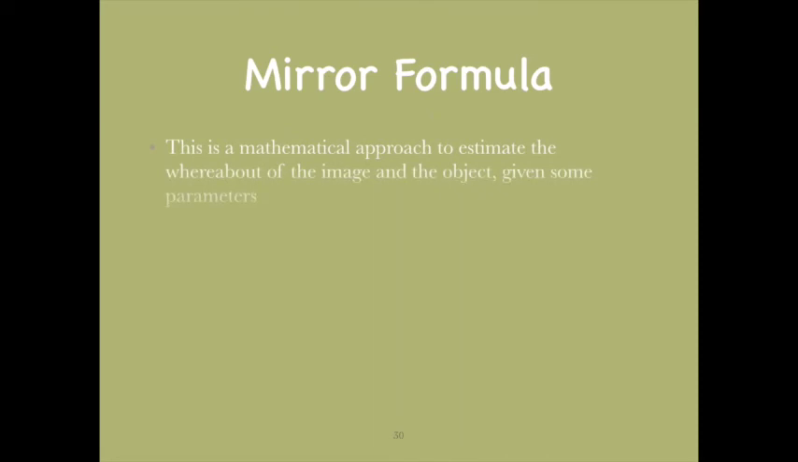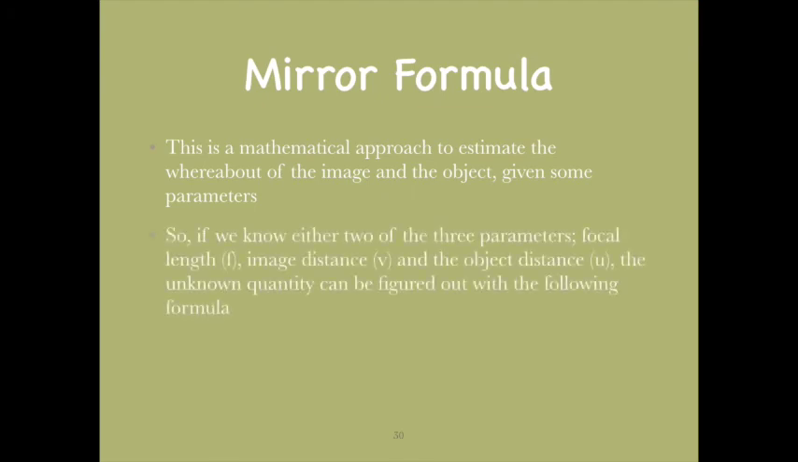Now let's come to the mirror formula. This is a mathematical approach to estimate the position of the image or the object, provided we have some parameters. If we know any two of the three parameters, which are the focal length, the image distance and the object distance, then the unknown quantity can be figured out with the following formula. The formula is called the mirror formula, and it is 1/f = 1/u + 1/v. This is your mirror formula. Please remember this one.